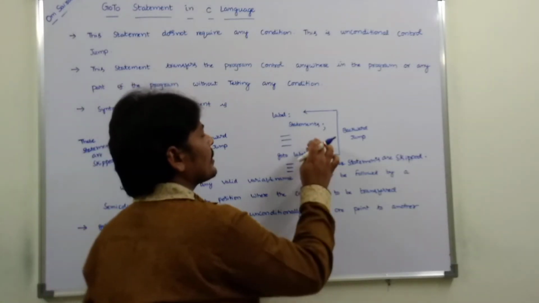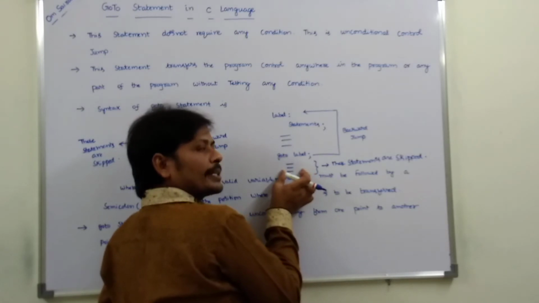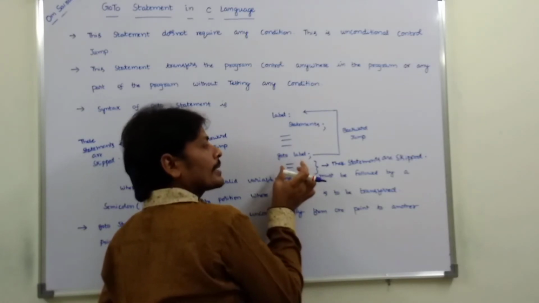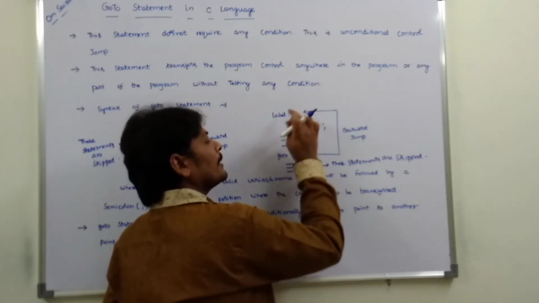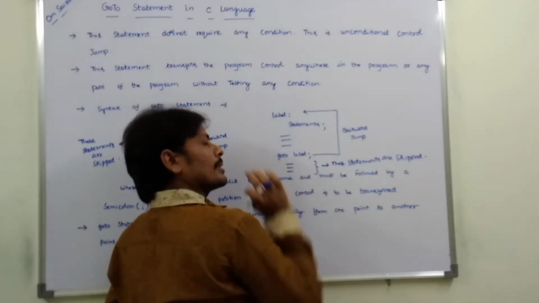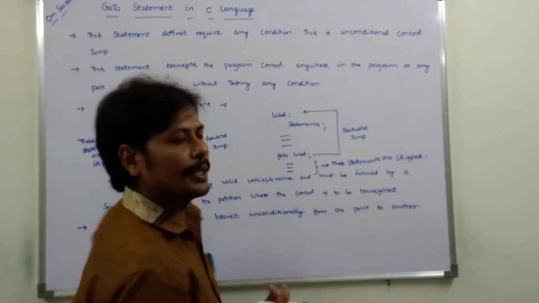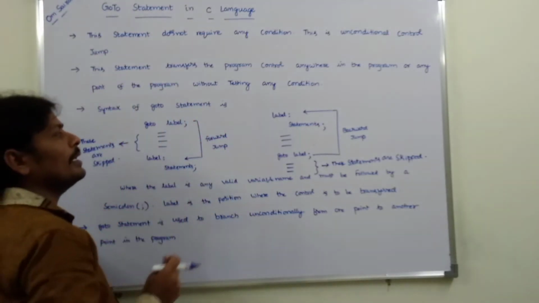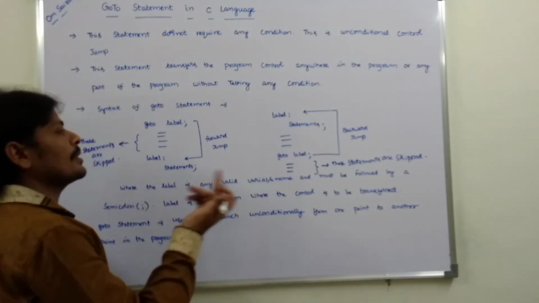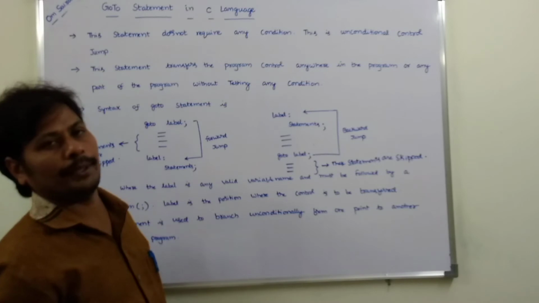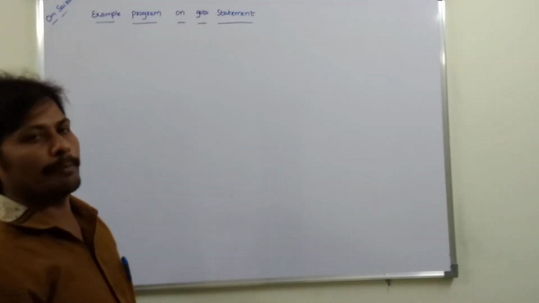Next, in this case, after the goto label statement, whatever statements are there are skipped from execution, and the program control is transferred from this statement to this statement. So here these statements are compulsorily executed. That is the difference between this goto statement and this goto statement, forward jump and backward jump. Go to the example program on the goto statement.